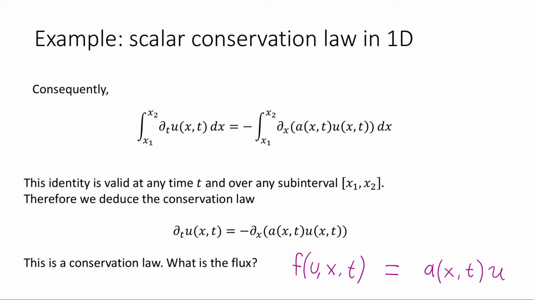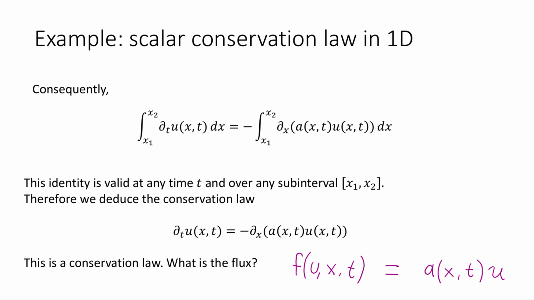But if we take a sharp look at this difference, we recognize something. That difference equals the negative integral from x1 to x2 of the x derivative of the product a(x,t) times u(x,t) dx. Why is it so? Well, this is just an application of the fundamental theorem of calculus. So to summarize, we can pull the time derivative into the integral. And so we get the integral from x1 up to x2 of the time derivative of u(x,t) dx equals the negative integral from x1 to x2 of the x derivative of the product a(x,t) times u(x,t) dx.